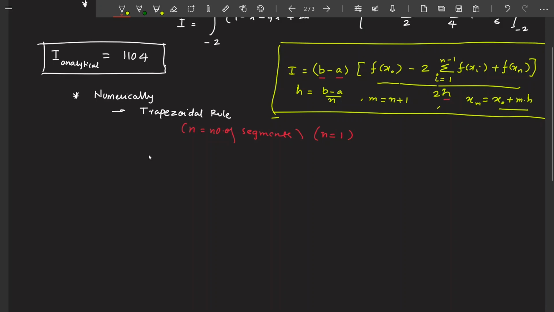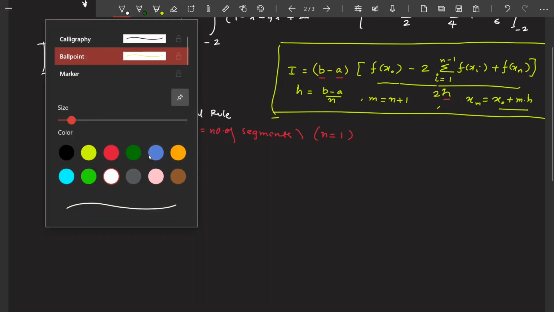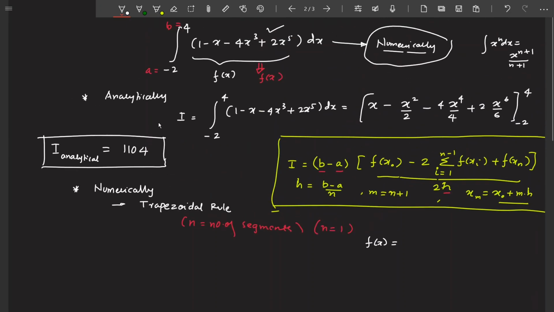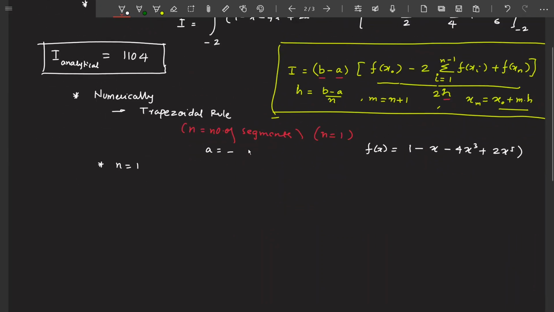Okay, so let us solve this problem by the trapezoidal method. Let us first write down the function. The very first thing that you are going to write down here is your function. So what is the function here? Whatever is in the integral is your function. The value of a is minus 2 and the value of b is 4, and it is given that n is equal to 1. Let us consider the first case where n is equal to 1.